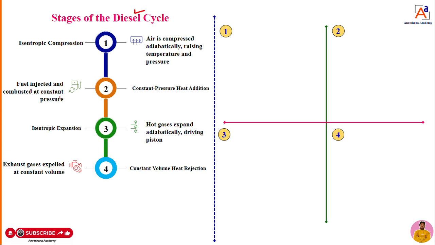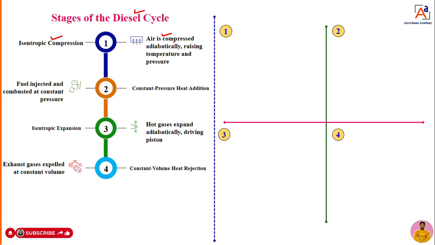So dear students, you can see here the first step is isentropic compression. In isentropic compression, what happens? I will start with compression, because before that air gets sucked into the cylinder. Compression is the first step. So in the compression step, what are we doing? We are going to compress air adiabatically.